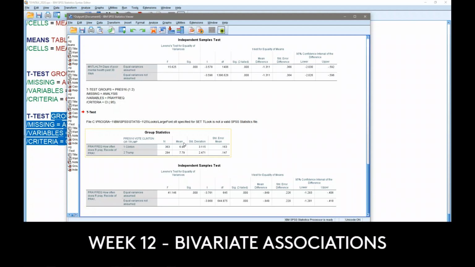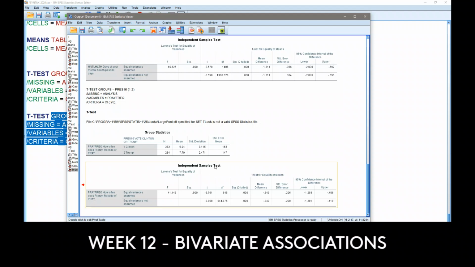So if we look at the mean here, we can see that Trump voters have higher averages of prayer than Clinton voters. It's not by much. The Trump supporters are averaging somewhere between 7 and 8, which is like once a week and more than once a day, and Clinton supporters are averaging right at around 7.